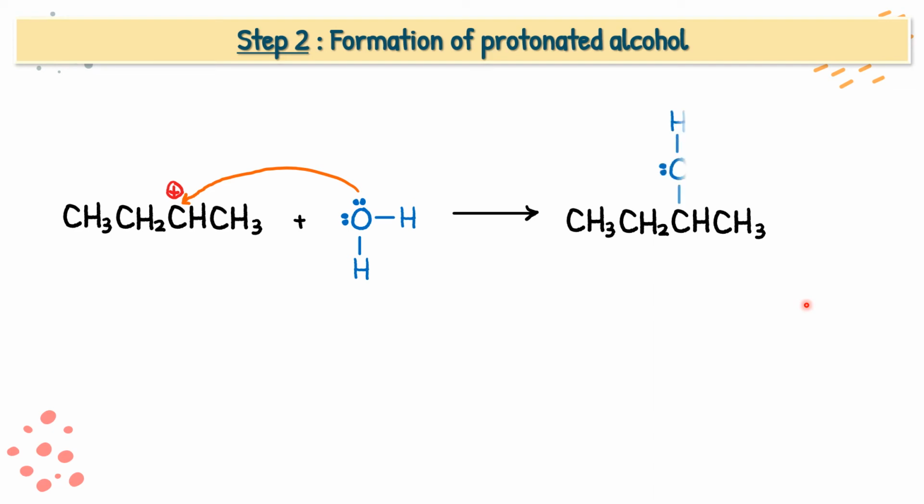Macam mana kita dapat protonated alcohol? The carbon over here will attach itself to oxygen. Kalau attach, it will form bond. Okay, and as a result of that, oxygen over here will become positively charged. So this is our protonated alcohol that we're going to bring to step 3. So step 3 is the elimination of proton from the protonated alcohol for us to form our product, the alcohol.